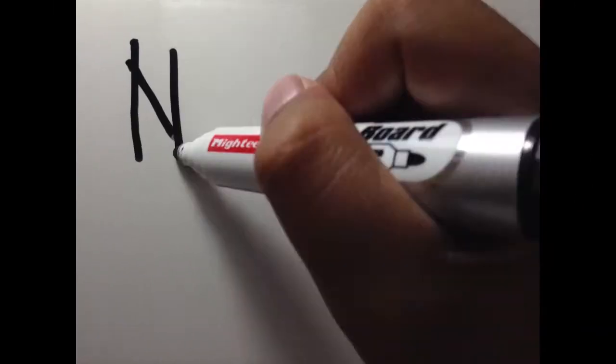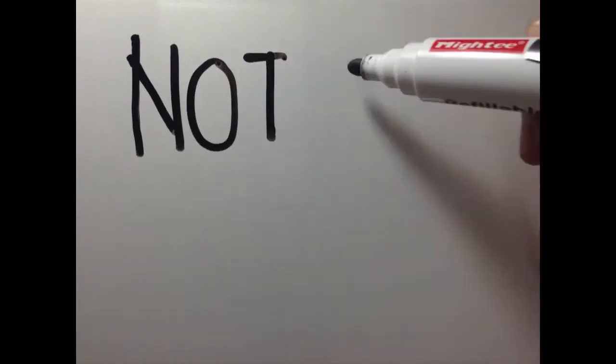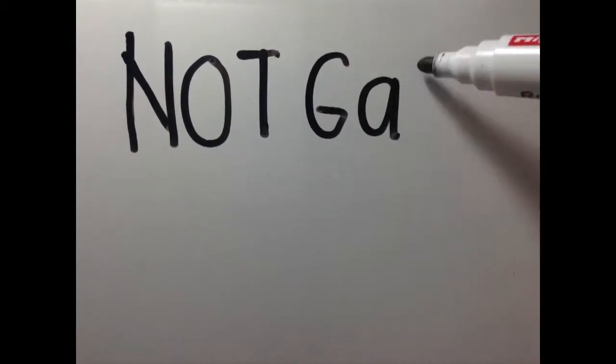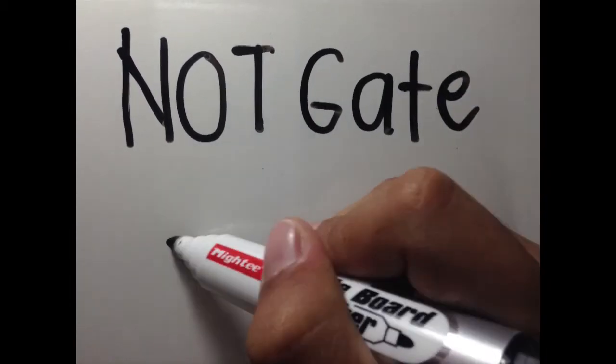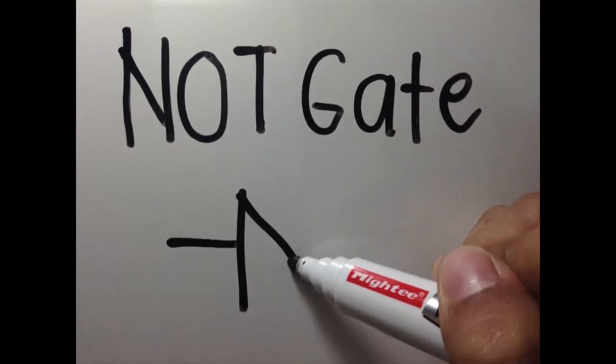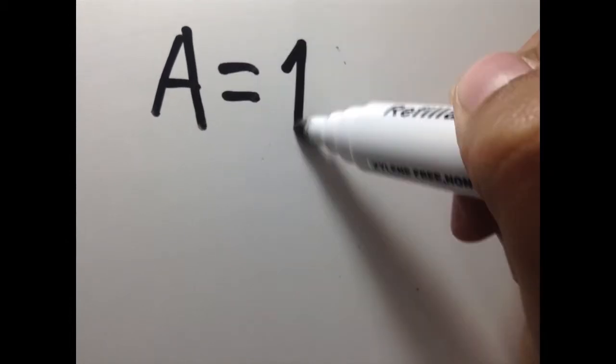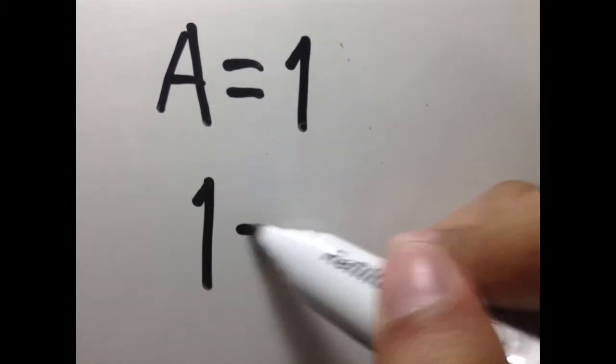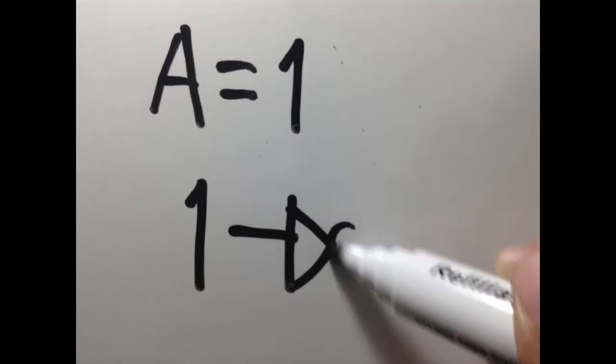The first one is the inverter gate, or also known as the NOT gate, which accepts a value of input of one Boolean variable, then outputs its complement value. The example in NOT gate is if A is equals to 1, then 1 will be inverted to 0.